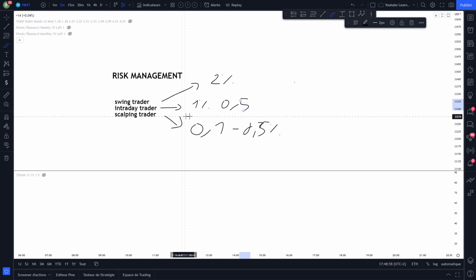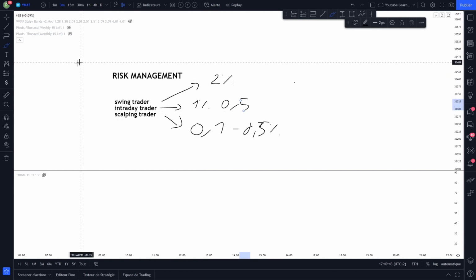For a scalping trader, it can be around 0.1 to 0.5%, but it really depends on how many trades you have every day, and everything depends on the volatility, the context and the current events. So if you are in a high volatility market, and I don't know, if there is big news at that time, you have to lower your risk and take only a few trades.